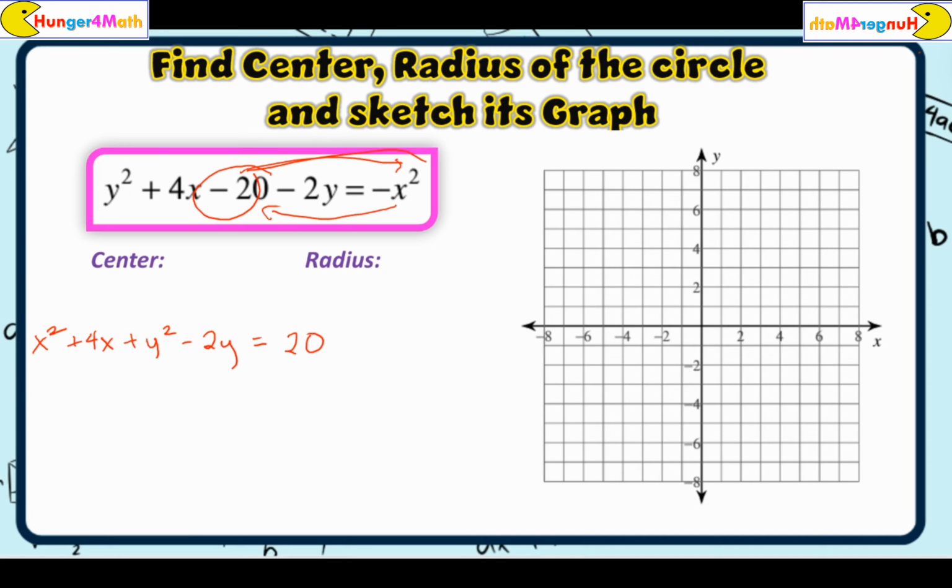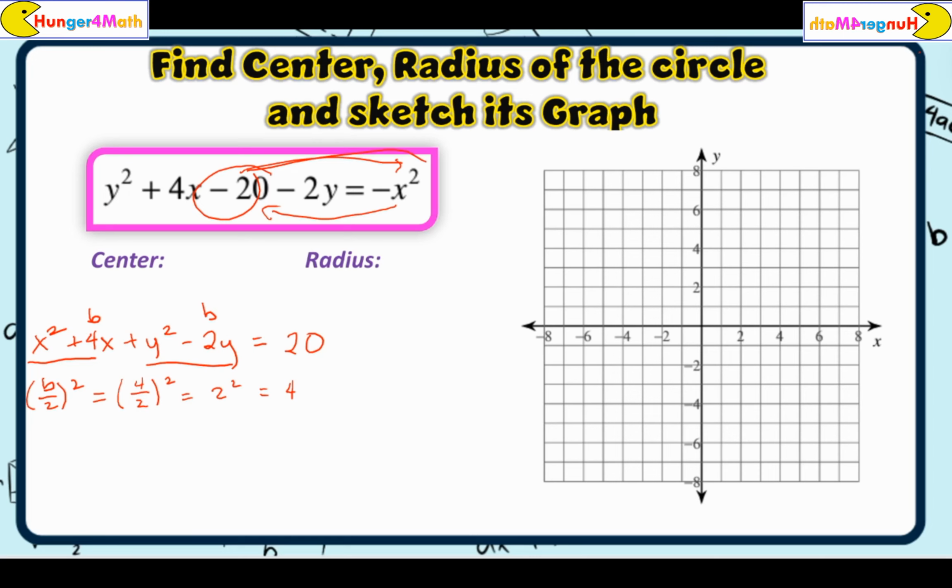Afterwards, we're going to apply completing the square for both x and y. So the value of b for x is 4, and for the y, the value of b is negative 2. So we're going to use that to complete the square for both x and y. So b over 2 squared. Let's start with the x. For the x, the value of b is 4, so that is 4 over 2, then squared is equal to 2 squared, and that is 4. That is for the value of x.